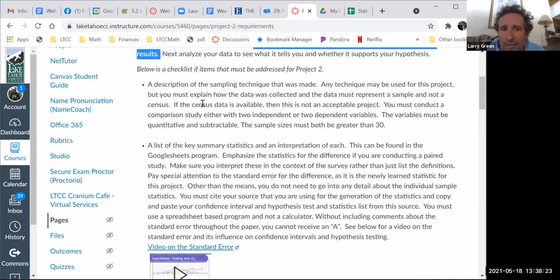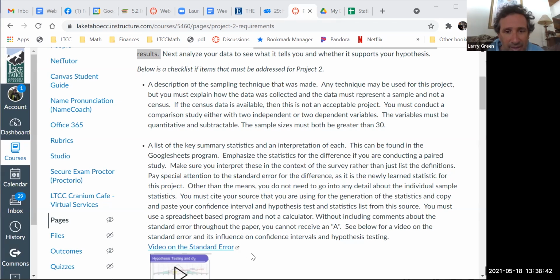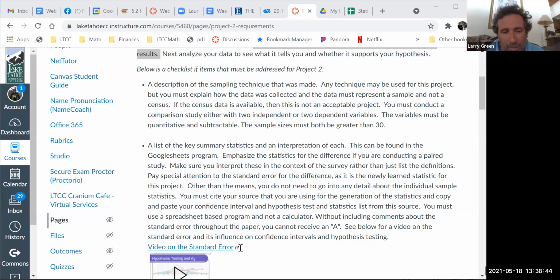So again, quickly describe your sampling technique. Summary statistic, standard error is the biggie. The mean difference or the two means might be important. You don't have to go through all the stats. It says, other than the means, you do not have to go into any detail about the statistics. And standard error too, because there's a whole paragraph on standard error.